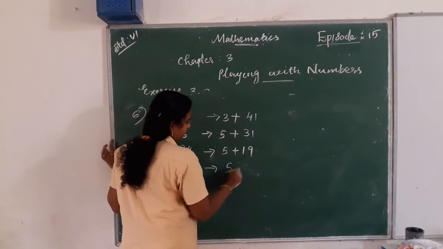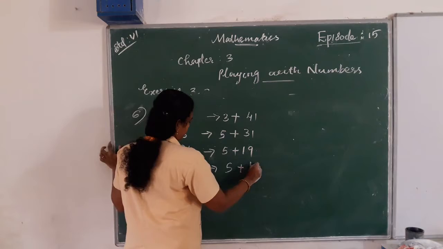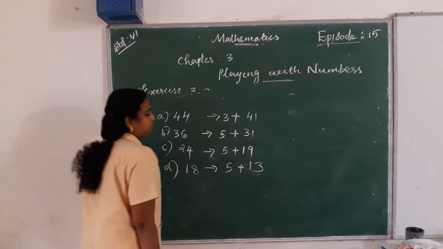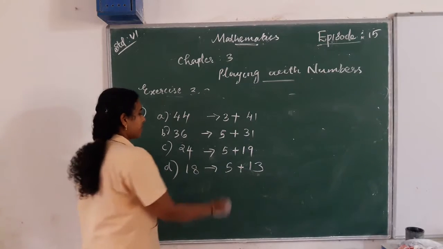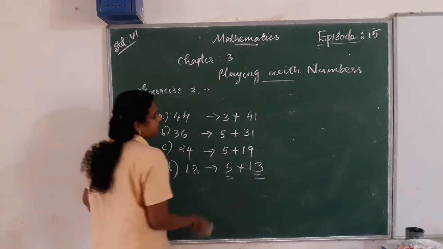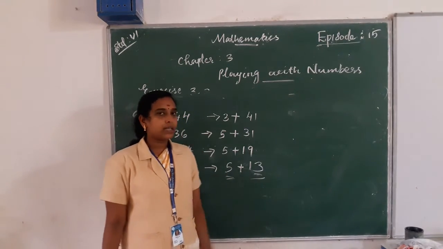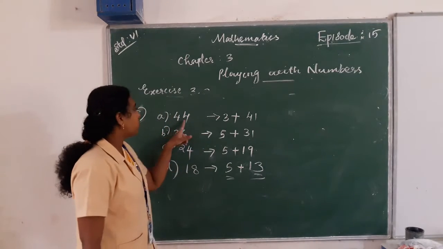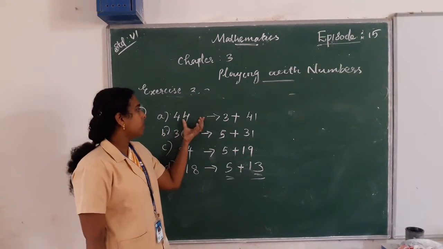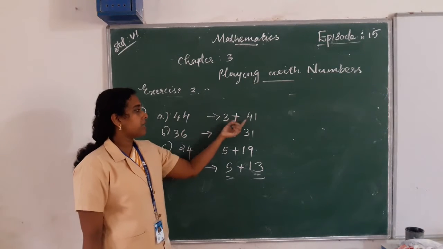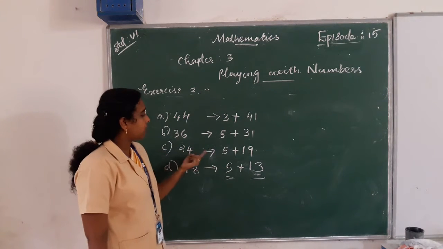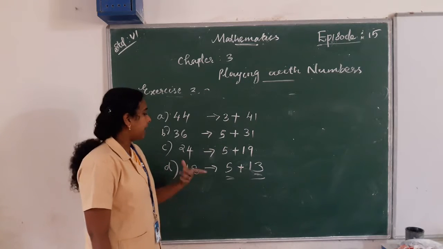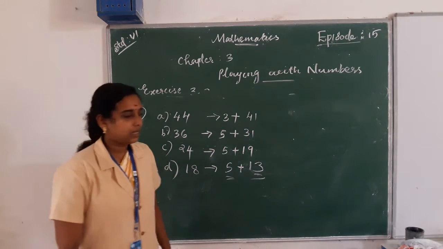So 5 is an odd number, plus 13. 5 plus 13 we get 18. So 5 and 13 are two odd numbers. When we add the odd numbers 5 and 13 we get 18. So 44 is expressed as the sum of two odd numbers as 3 plus 41, and 36 is 5 plus 31. Then 24 is 5 plus 19, and 18 is 5 plus 13.